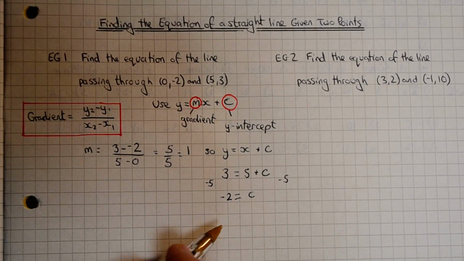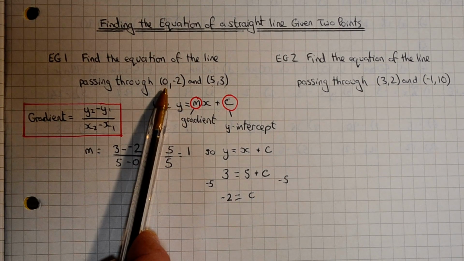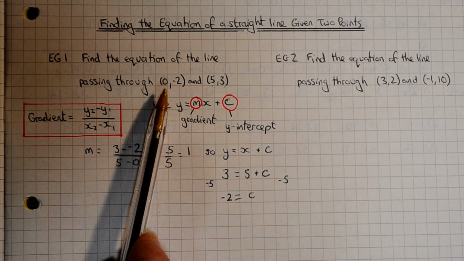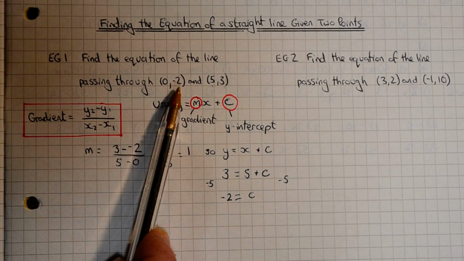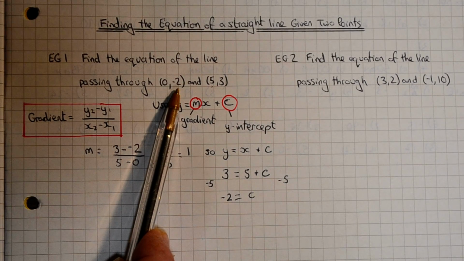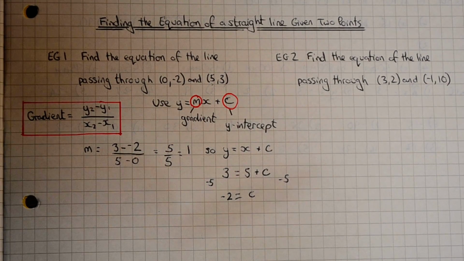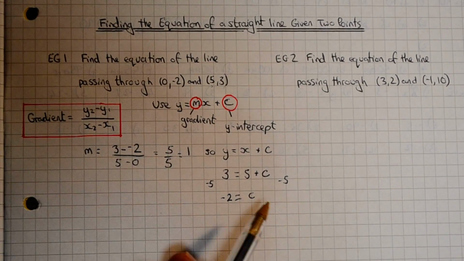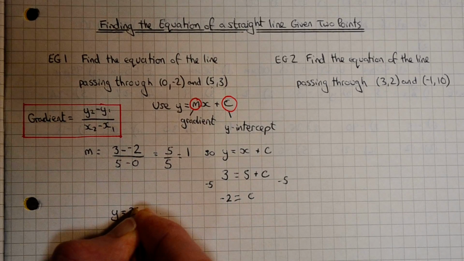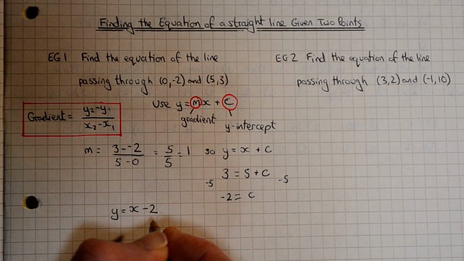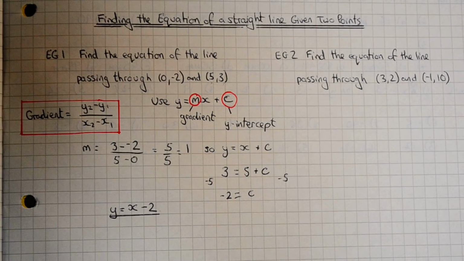Now, something that we could have done to find out c is we could have noticed that here the x coordinate is 0. And when the x coordinate is 0, that means that the point is on the y-axis. So this tells us here that the y-intercept is minus 2, which is the same as what we worked out here. So we know now m and c. So you can sub those both in. Y equals 1 lot of x minus 2. And that's the equation of the straight line going through those 2 points.